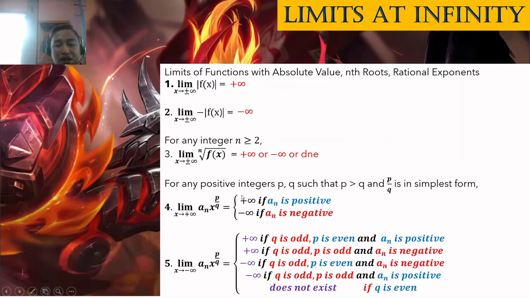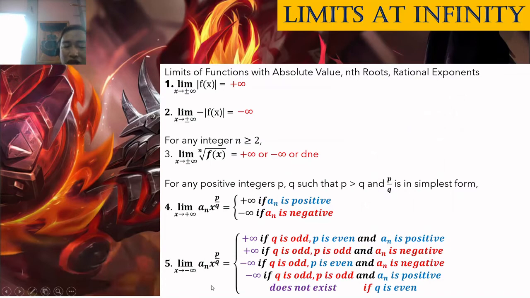Okay, now next, for any positive integers p and q such that p is greater than q and p over q is in the simplest form, then the limit of, okay, this is now for the rational exponents, a n x to the p over q as x approaches positive infinity is equal to positive infinity if a n is positive, and negative infinity if a n is negative. So, class, we just look at the limit as x approaches infinity and a n. So it is the same as earlier in the polynomial function, no? Okay, that is the first case we look at, as x approaches positive infinity.